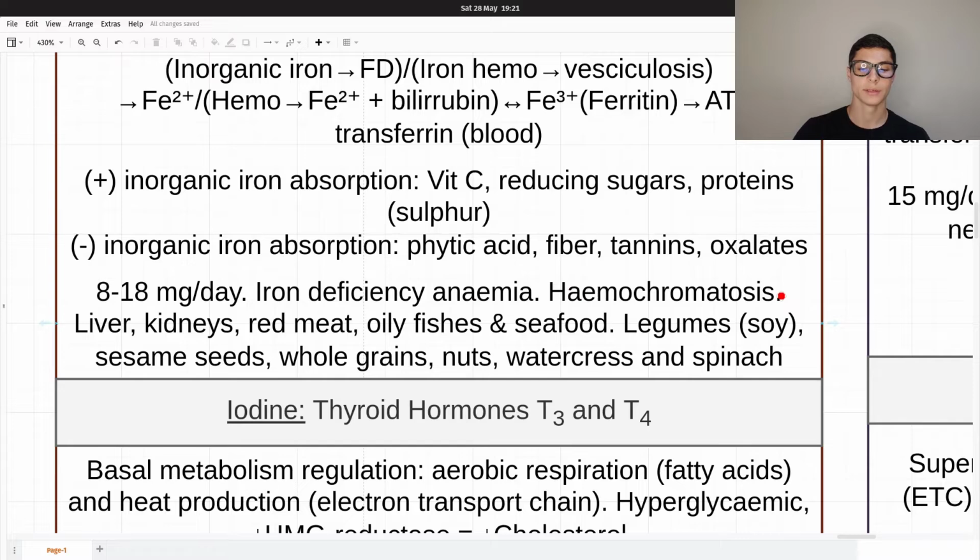We can find iron in the liver mainly, in the kidneys, in the red meat, oily fishes and seafood, and then in the vegetables, in the soy, legumes, sesame seeds, whole grains, nuts, watercress and spinach.